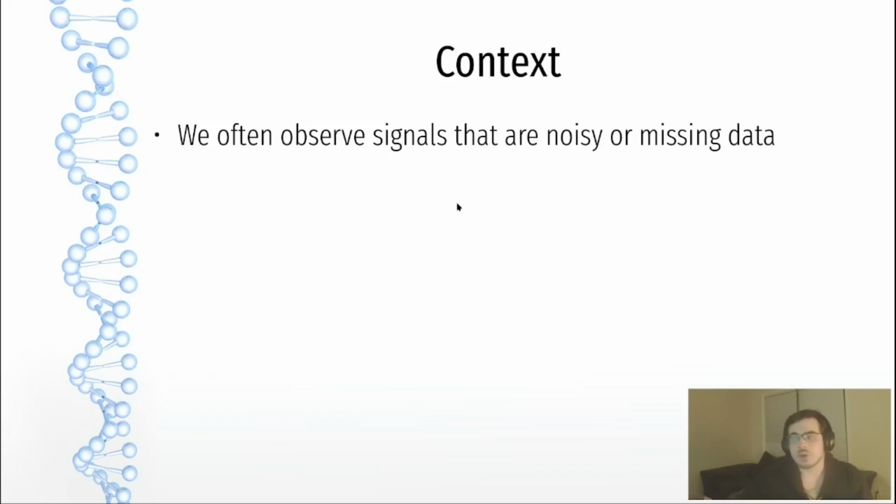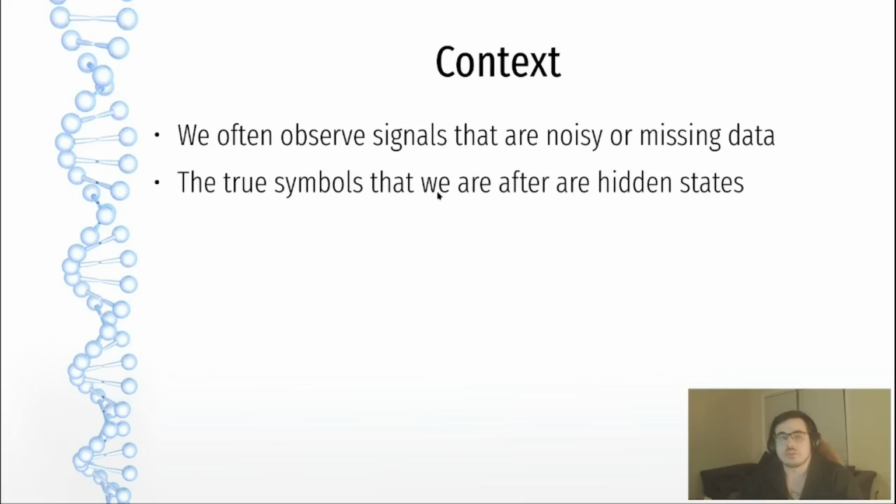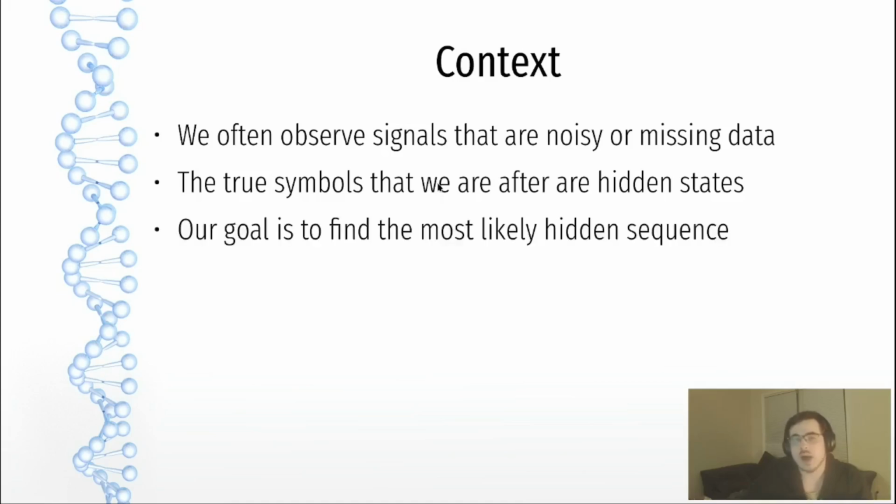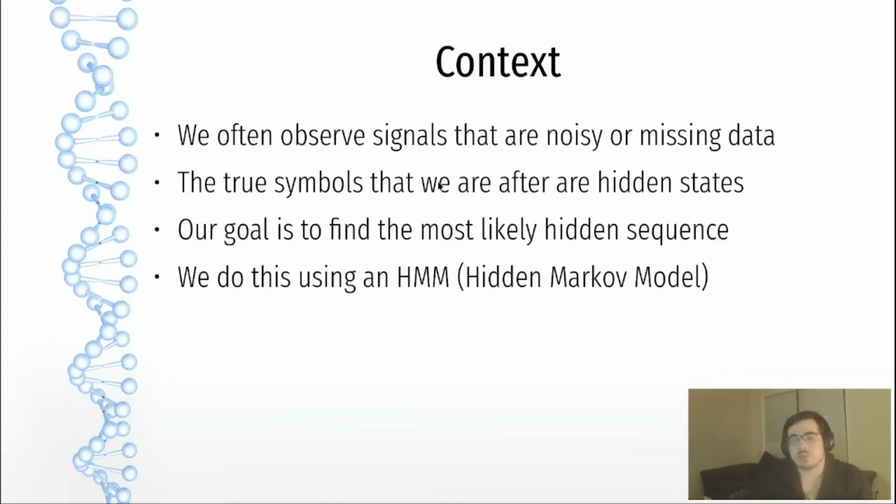In many real-world systems, what we observe is not the true underlying signal. Instead, we see a noisy version of it or one with missing values. The actual symbols or states we care about are hidden, and our goal is to recover the most likely hidden sequence that produced what we observed. To model that, we use a Hidden Markov Model, or HMM.